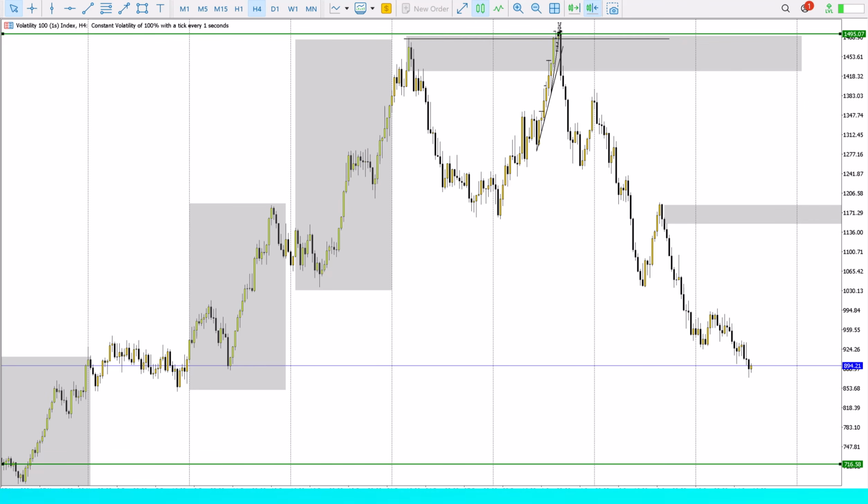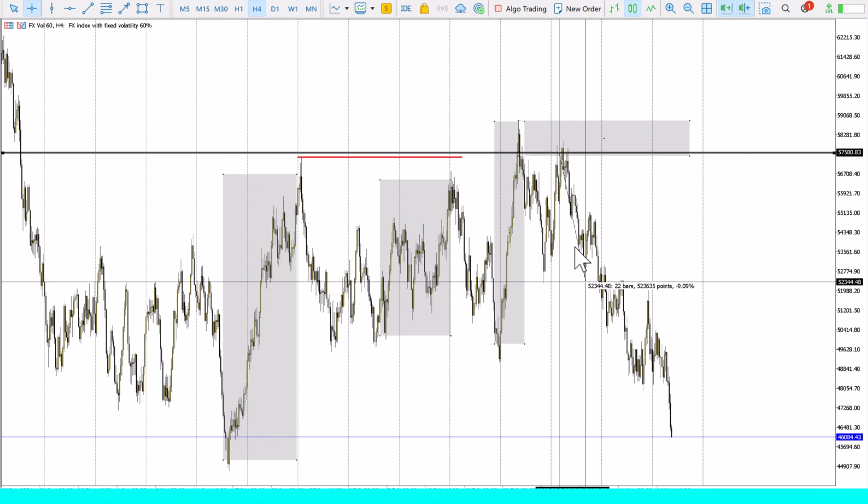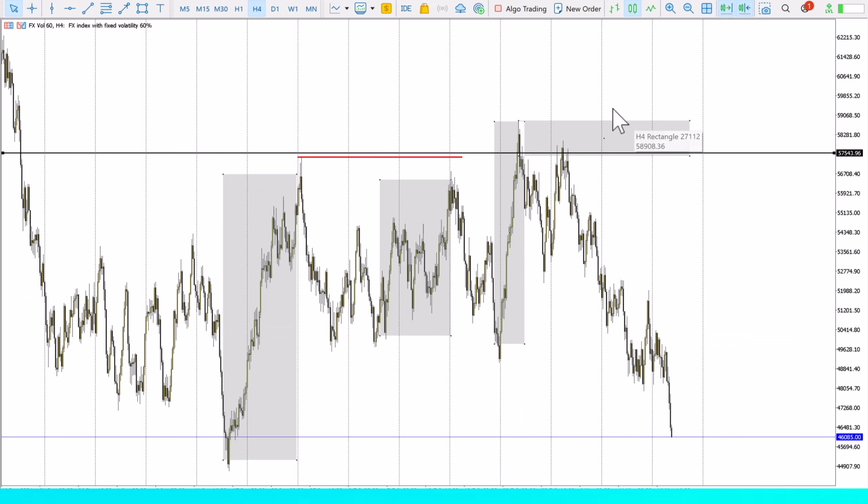And I'm going to show you again the entry criteria that we could have used in this case to catch this move all the way. And this is H4. So you're going to catch this move from here to this low here. So you're going to catch this as a swing. So this is what you are doing.